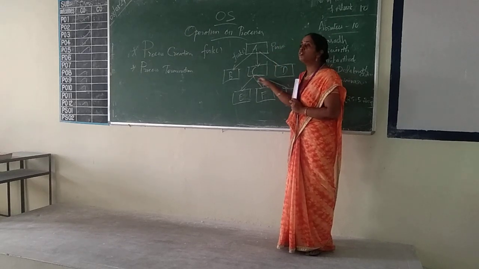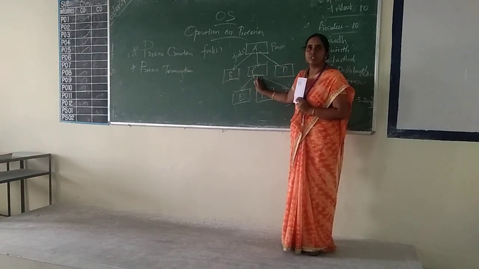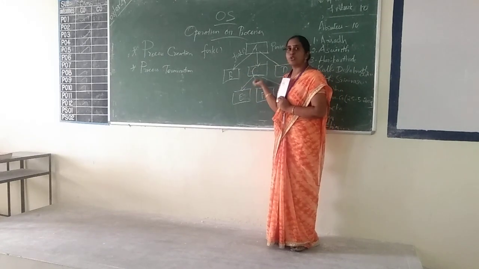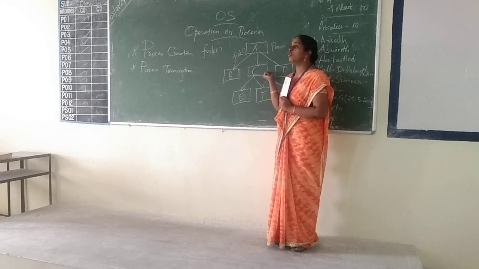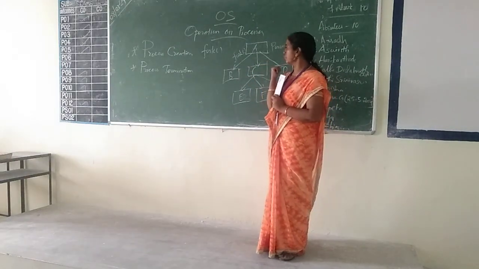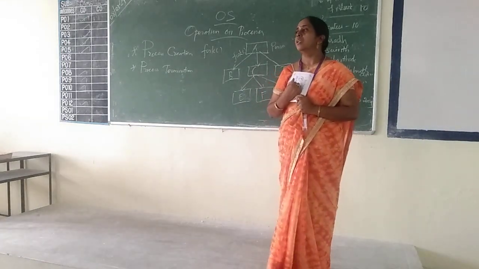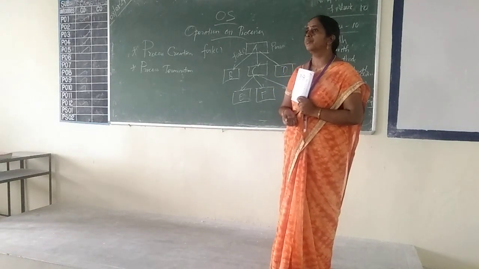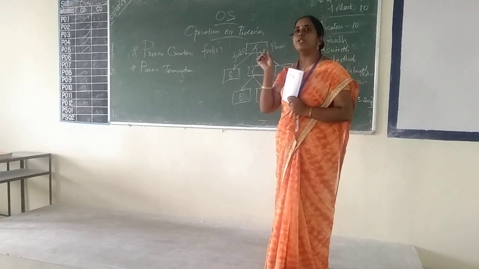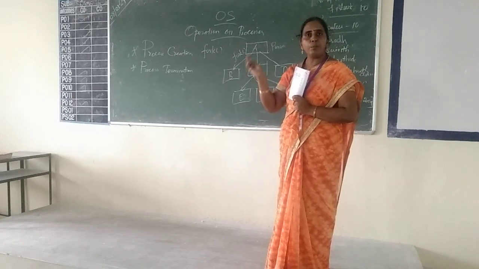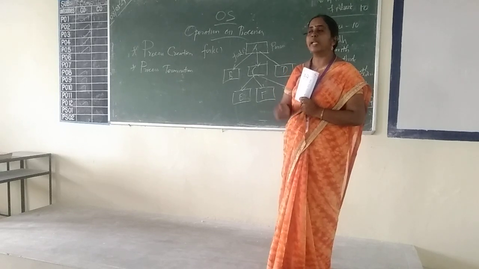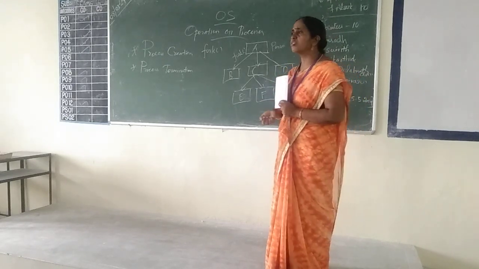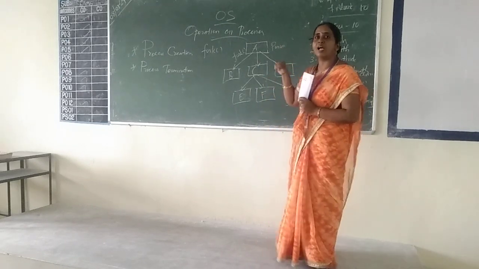This parent process can allocate the resources that are needed for its child process. If one process creates another process, the parent can allocate the resources to all its children. What are the resources needed for executing a process? After loading the program into memory, that is called a process. To execute it, it needs a processor. Some processes need I/O devices. Some processes need some other files or some memory. So these are called resources.